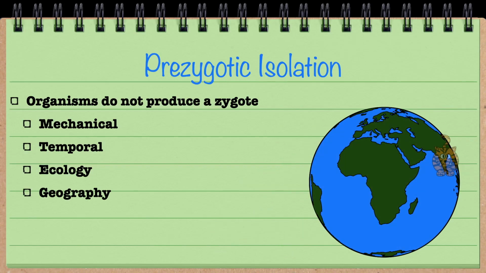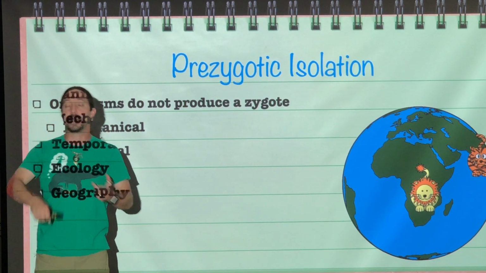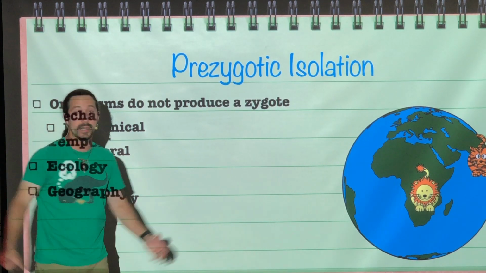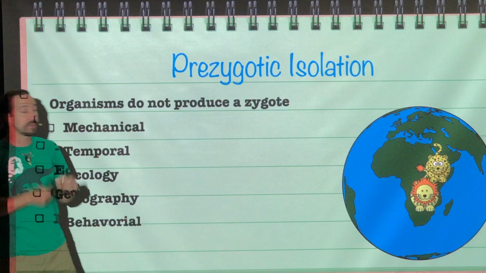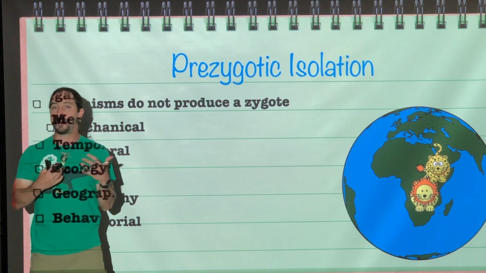This could also be due to some geographical barrier, where the organisms are separated out by mountain ranges or rivers, streams, or across continents. That would cause these organisms' populations to never come in contact with each other so that they will not be able to mate. It could also be behavioral, where the organisms might compete for the same food. That's not going to be conducive to mating.